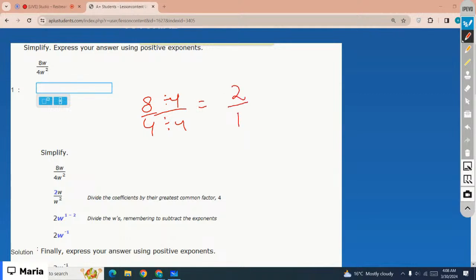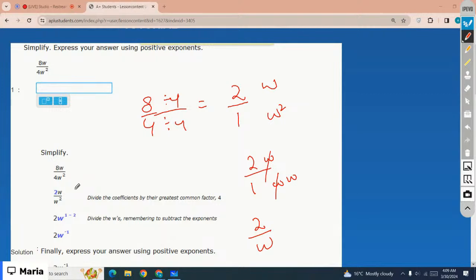That is 2 over 1. Now have a look at the variables. Here you have w and here you have w square, right? That means you have w and w, and w got cancelled out. So you are left with 2 divided by w. The correct option is 2 divided by w, right?